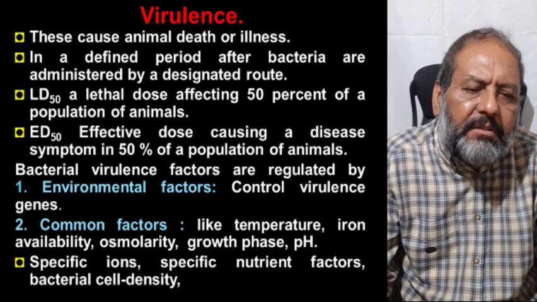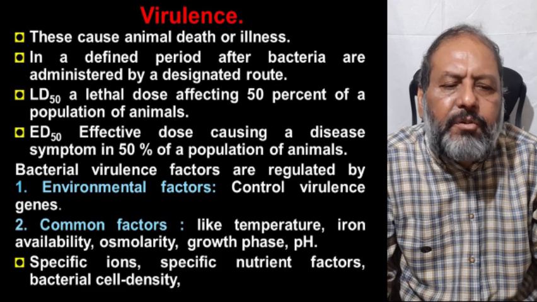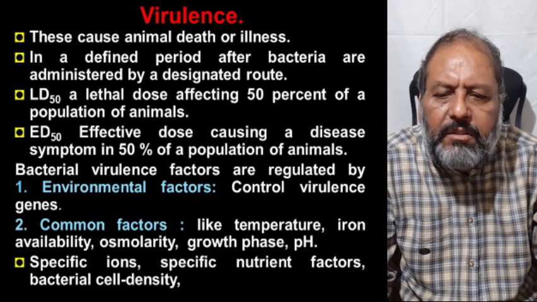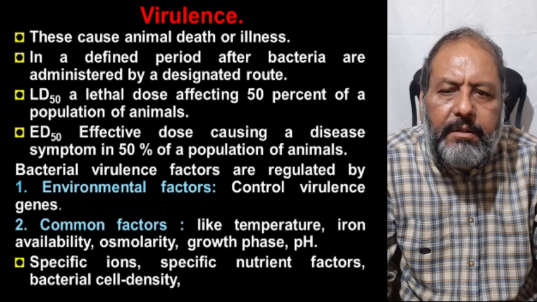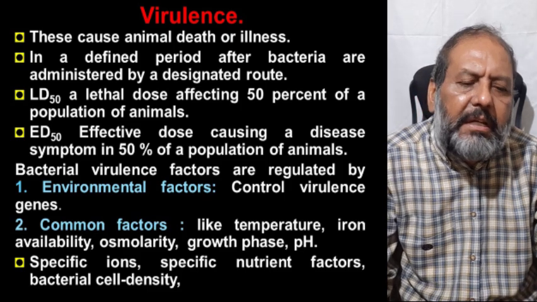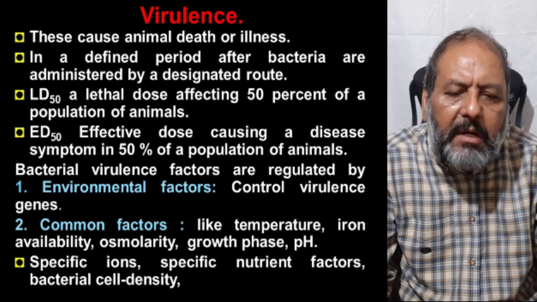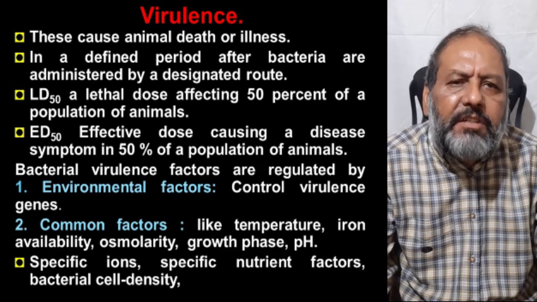Bacterial virulence factors are regulated by environmental factors that control the virulence genes. The common factors are temperature, iron availability, osmolarity, growth phase, pH, specific ions, specific nutrient factors, and bacterial cell density.